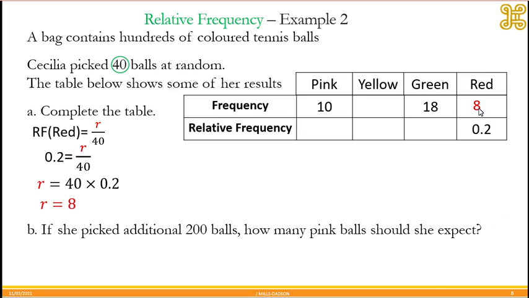Knowing that R is 8 and knowing that we picked 40, we can now work out what is missing for yellow. Because yellow will be 40 minus 10 minus 18 minus 8. Or we add 10, 18, and 8 and take away from 40. That will give us the number of yellow balls that were picked. So to work out yellow, just 40 minus, 10 plus 18 plus 8 in brackets. And that gives us 4. So we know yellow is 4.